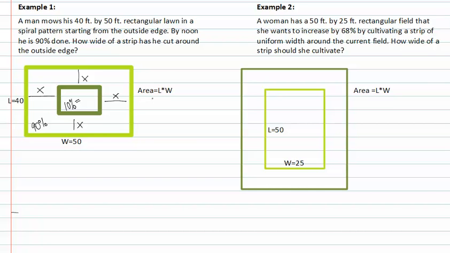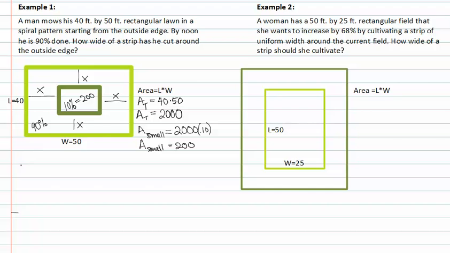To find the total area, we multiply length times width. This gives us a total area, we'll call it A sub t, of 2,000 square feet. To find the little piece that's left unmowed, we can multiply the total area by the 10%, or 0.1, so 2,000 times 0.1. This area for the small unmowed part is equal to 200 square feet.